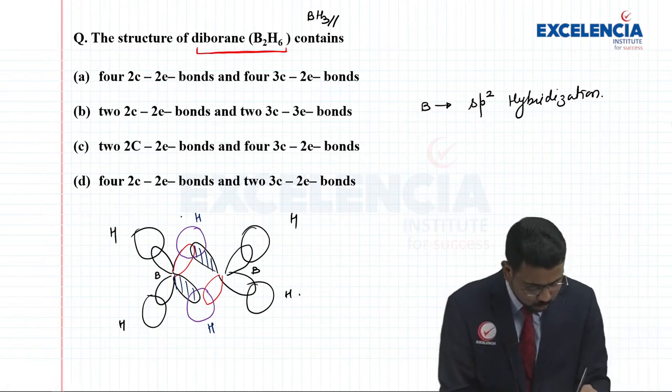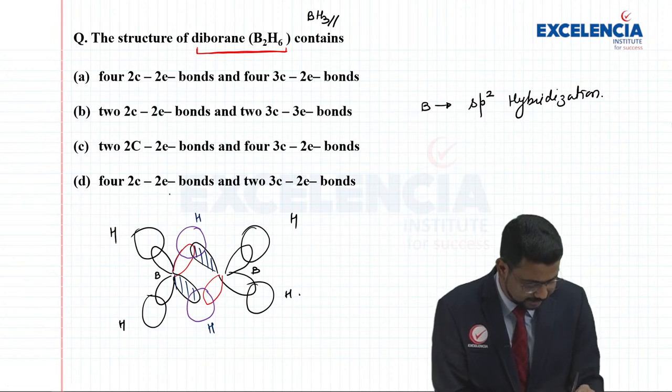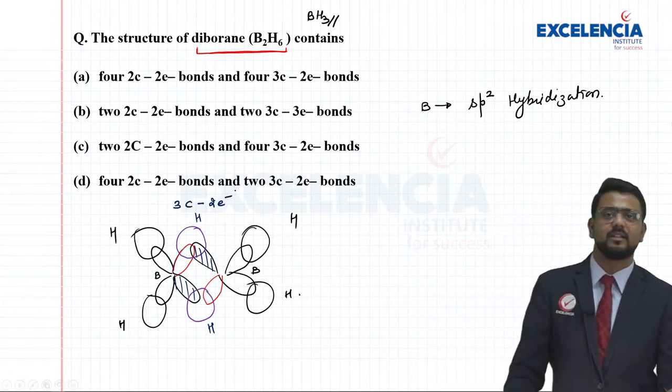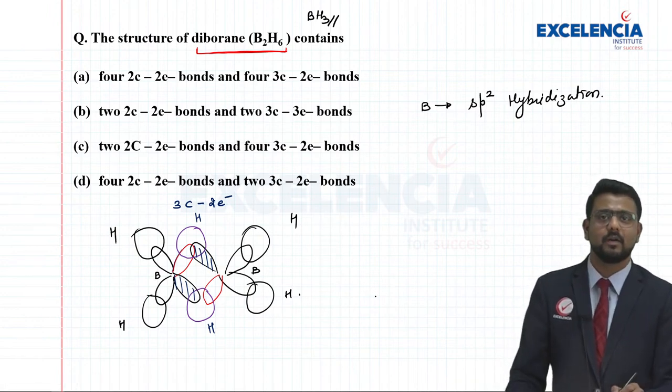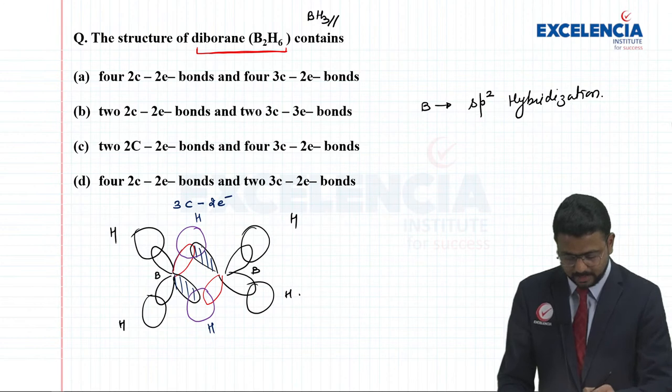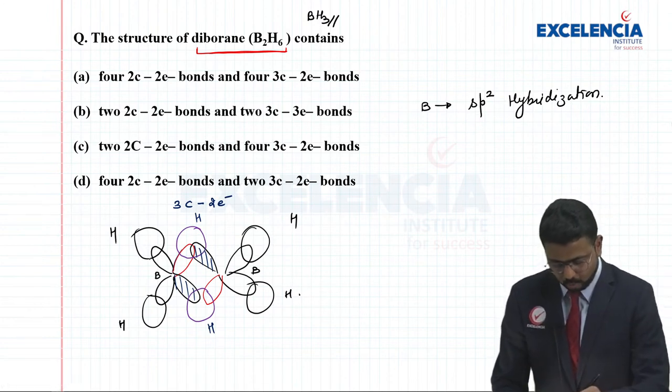So definitely these two could be regarded as two centers, or rather we are having three centers here. Three centers, two electrons, correct? Three centers, two electrons. Why three centers here? One, two, three, right? And two electrons, why? Because one and two. So three center, two electrons. And of course, this is going to be boron and hydrogen.